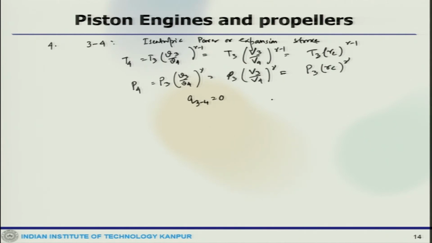So the specific work in 3 to 4 is (P4 V4 minus P3 V3) by (1 minus gamma), which is R (T4 minus T3) by (1 minus gamma). So you can write Cv.